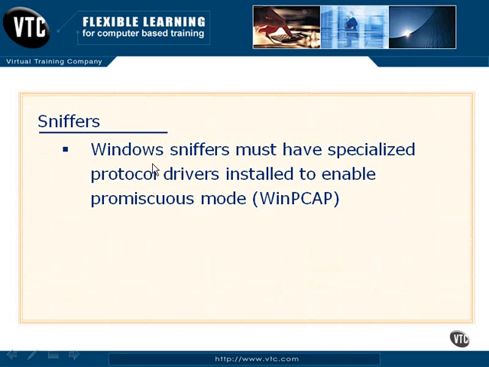For Windows operating systems, sniffers have to be complemented by special protocol drivers that enable promiscuous mode. Whereas in Linux, you can simply use the ifconfig utility to place your network card into promiscuous mode. The software that's most commonly used to place Windows NICs into promiscuous mode is called WinPCAP and is freely available for download all over the internet.